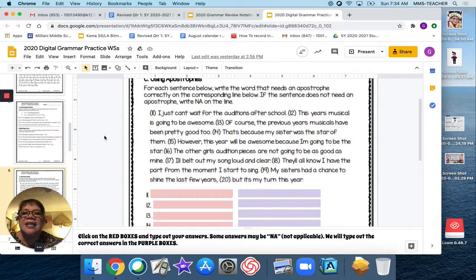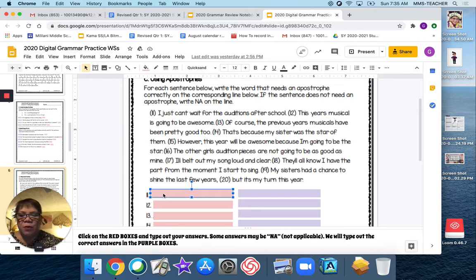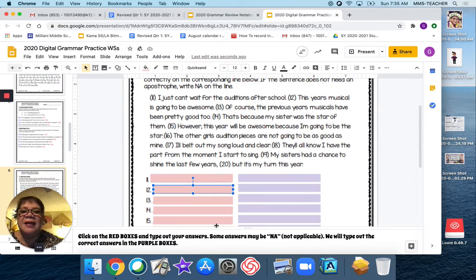So let's look at sentence 11. 11 says, "I can't wait for the auditions after school." Okay, one of these words needs an apostrophe in there. And if you see it, you will type it in here. So the word that needs an apostrophe is can't. So I will type can't, apostrophe T. Okay, so you write the correct answer in there. Got it? Okay, so each sentence you will go down and write the correct answer of what needs an apostrophe in there. Okay, and that's how you do part C.